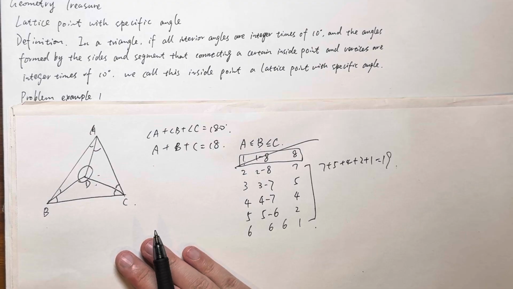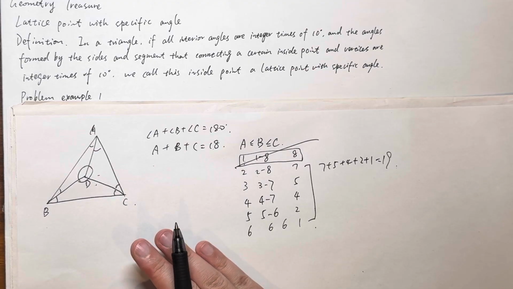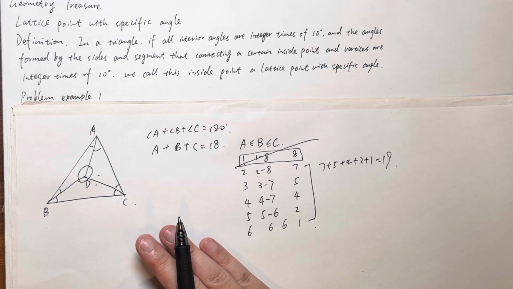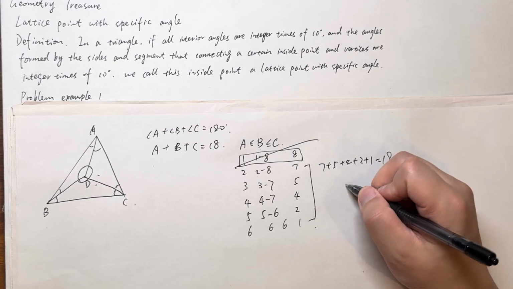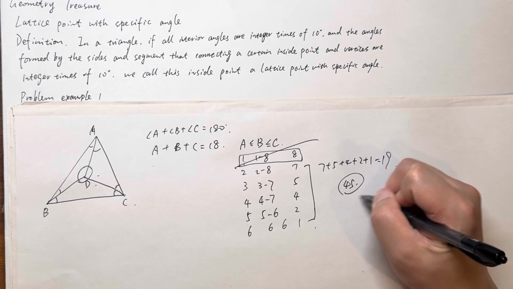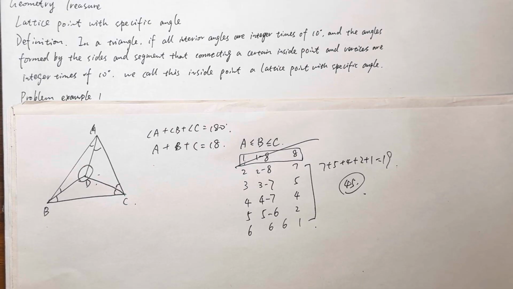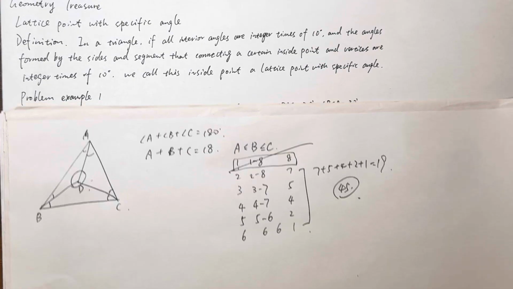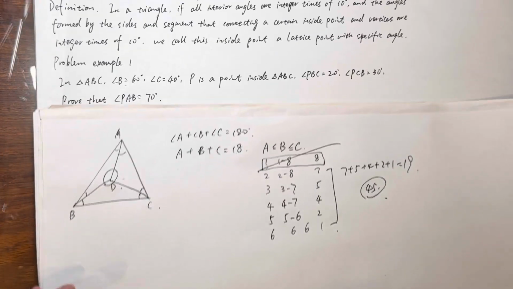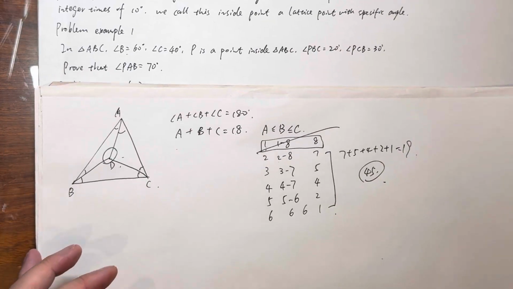but some triangles have multiple lattice points, right? So the total number of cases would be 45, I think. And I'm not going to expand this into 45 problems. I'm going to just show one method, which we should be familiar with. Let's show an example here.